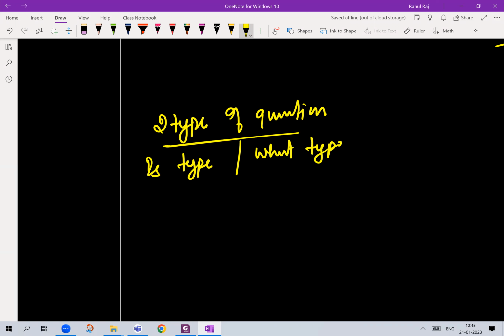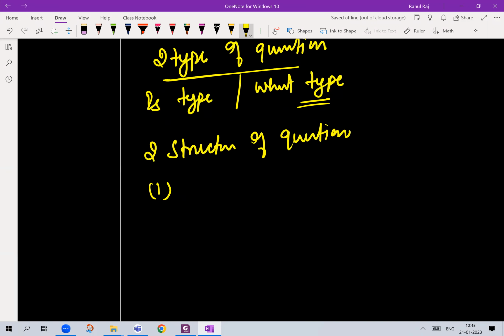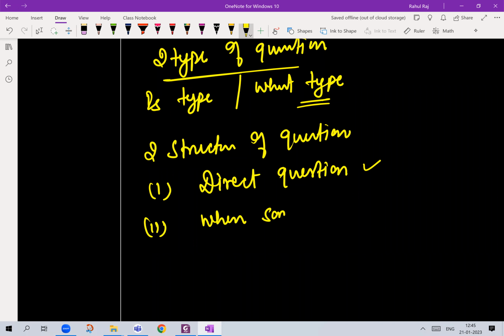Simple logic. Please understand there are two structures of a question that are also asked in the exam. So what are those two structures? The first one is a direct question. For every question, I'll be telling you what the structure of the question is. It may be a very direct question. And second is how we should approach a direct question and how we should approach it when some information is given to us in the question.